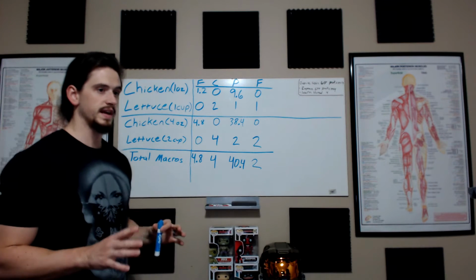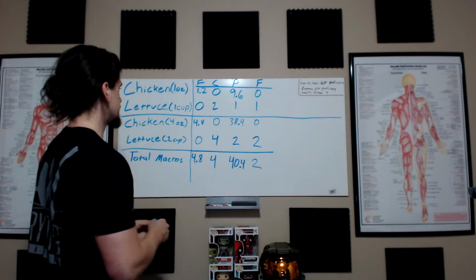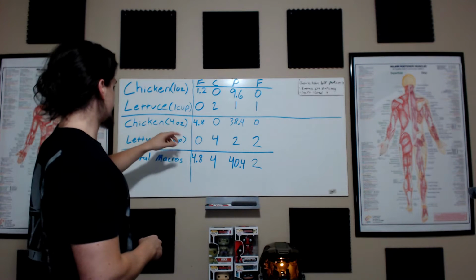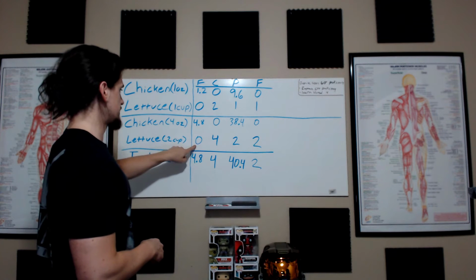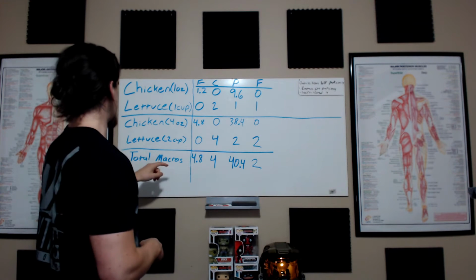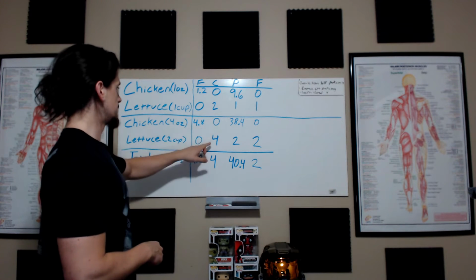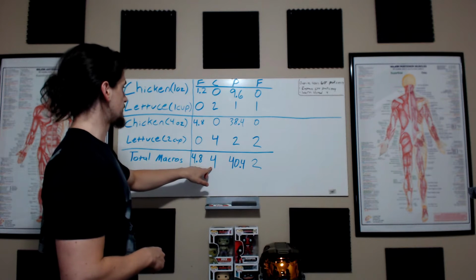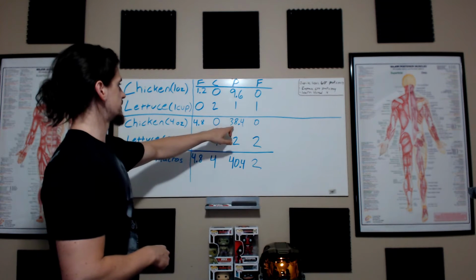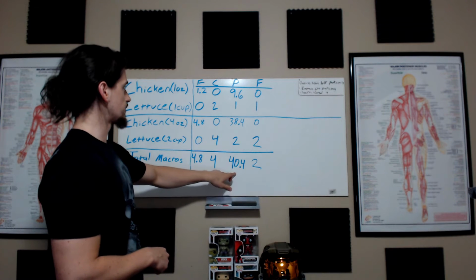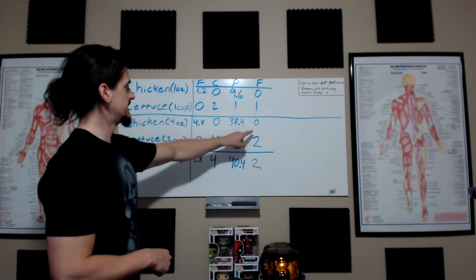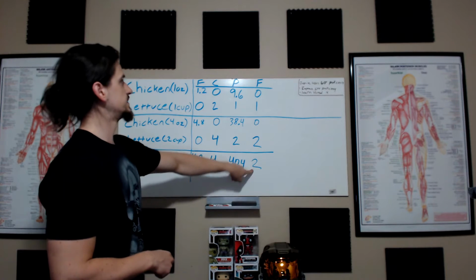And then I went ahead and added those up. So for the fat, we have the chicken plus the lettuce. So it's 4.8 plus 0 is 4.8. And then we have 0 plus 4 is 4 for carbs, and then we have 38.4 plus 2 is 40.4 for protein, and 0 plus 2 is 2 for fiber.